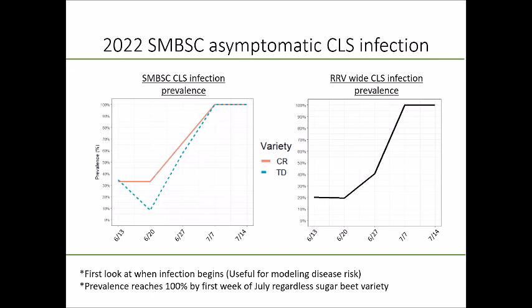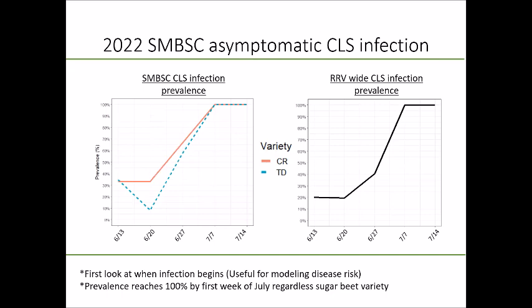That trend, when we break the Red River Valley data into just the southern mini growing region, we see the same thing. And one of the interesting points of the chart you're looking at here is that as far as asymptomatic infection is concerned, we don't really see a difference between CR plus and non-CR plus varieties, with CR plus varieties shown here in red and the blue dashed line indicating non-CR plus varieties.